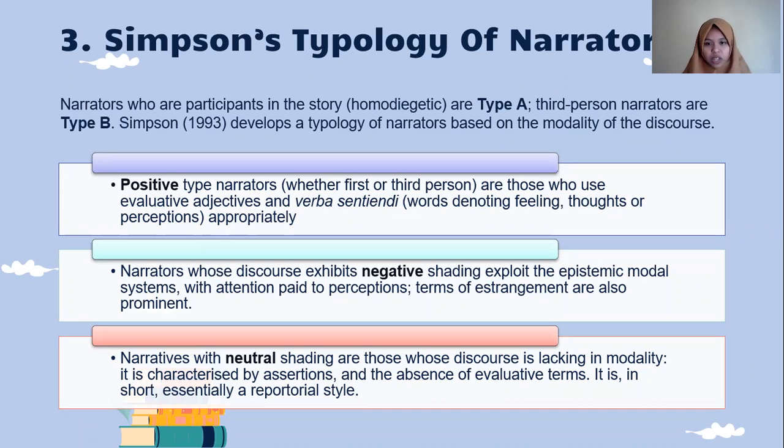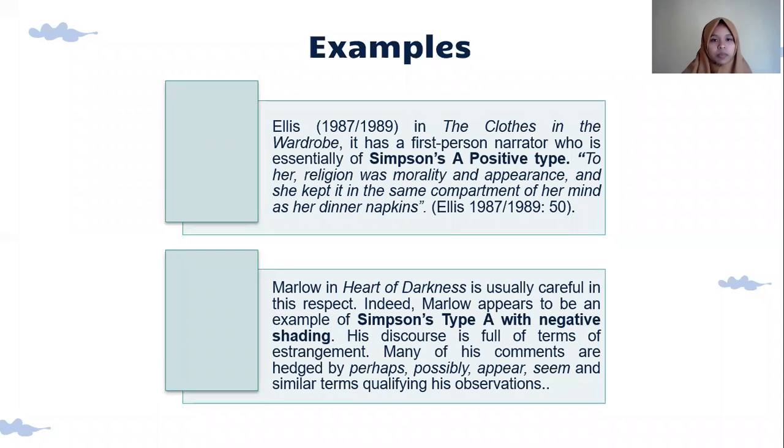And in terms of enrichment here, like the use of words such as possible, seem, or other hedges that are used in the text. And the third is narratives with natural setting, those whose discourse is lacking in modality. It is characterized by assertions and the absence of evaluative terms. It is, in short, essentially a reportorial style. The examples are as follows.